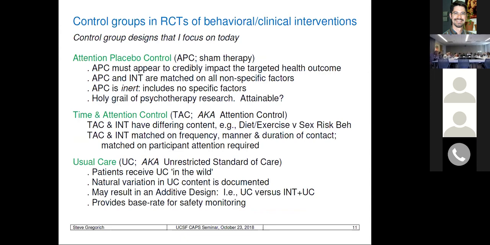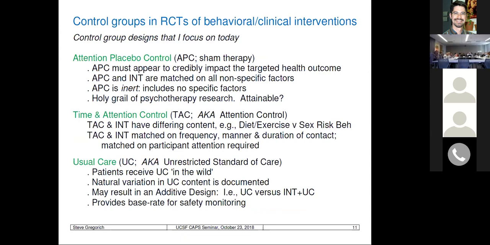And so you end up having interventions with really different content. So say your main interest is in sexual risk behavior reduction. Maybe you come up with a control group that's diet and exercise. So there's just as much quantity of content and contact and attention that has to be paid across these two sets of interventions, but they're really after different content.